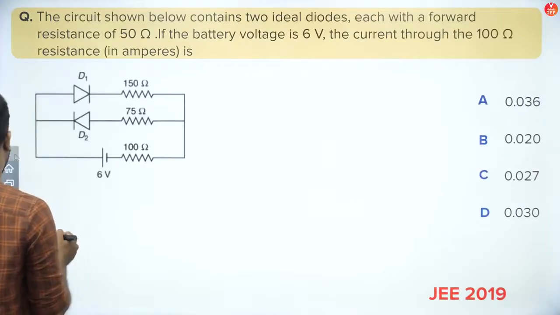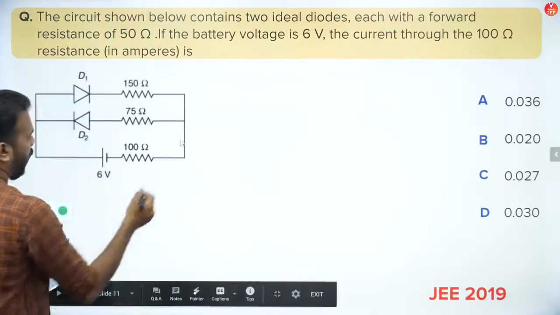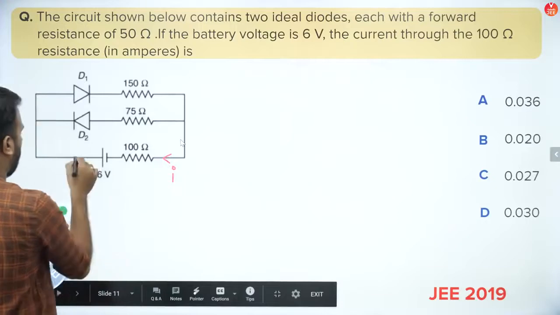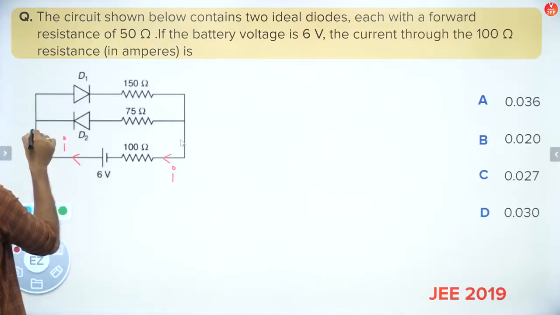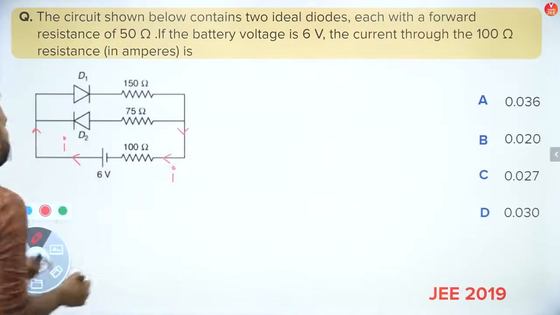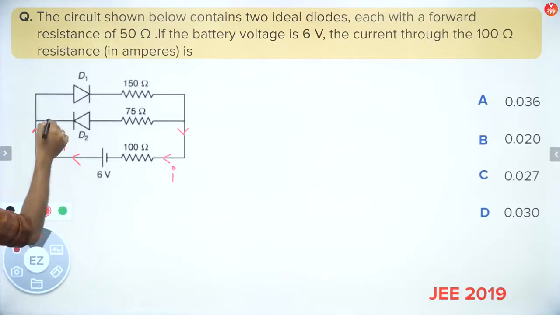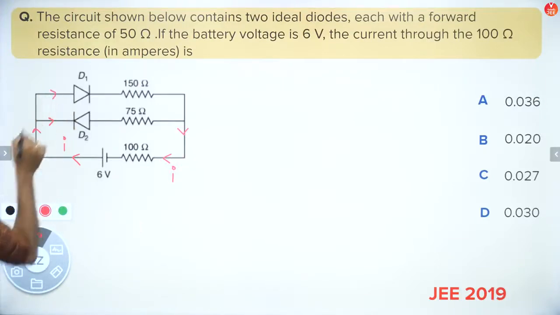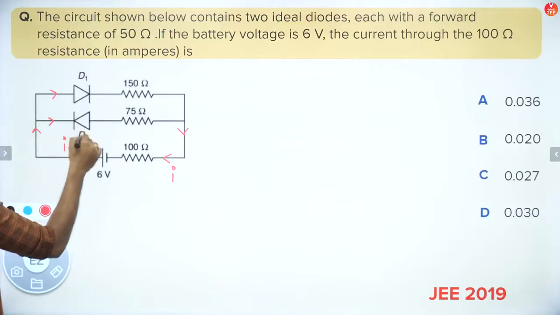Which is the current that is starting from the battery. Okay, so this current is to be found. Okay, so once the current reaches here at this junction, you can see that the current would want to go in this direction. But then what happens with D2? D2 gets reverse biased.